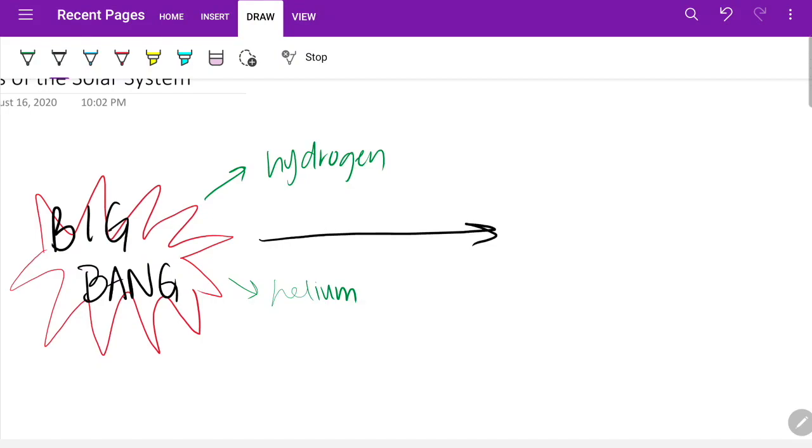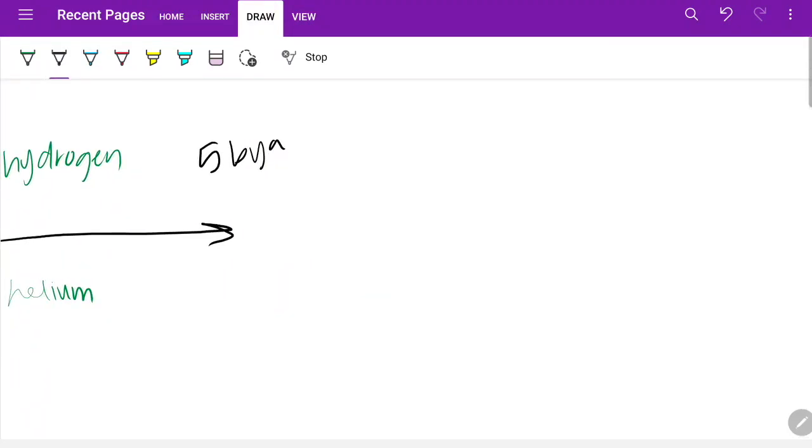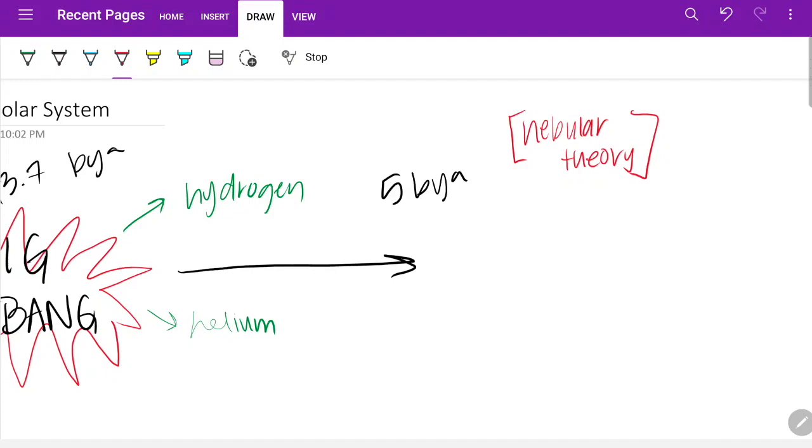So this process happens about 5 billion years ago. This mechanism is documented by what is called the nebular theory. So this theory essentially proposes the mechanism by which our solar system was formed.